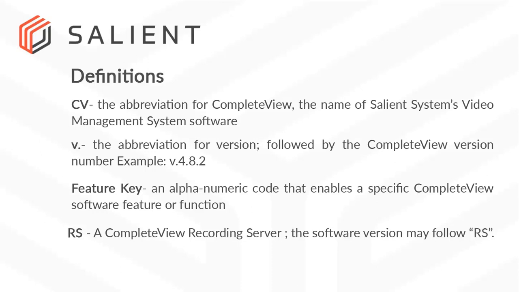The letter V and the period that follows is the abbreviation for version and is followed by the CompleteView version number. Feature key is an alphanumeric code that enables a specific CompleteView software feature or function. RS is the abbreviation for recording server.